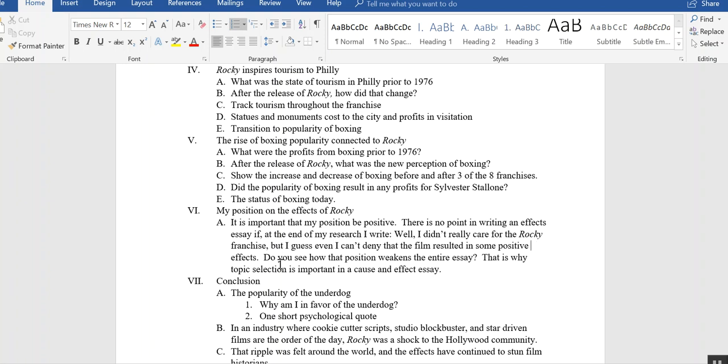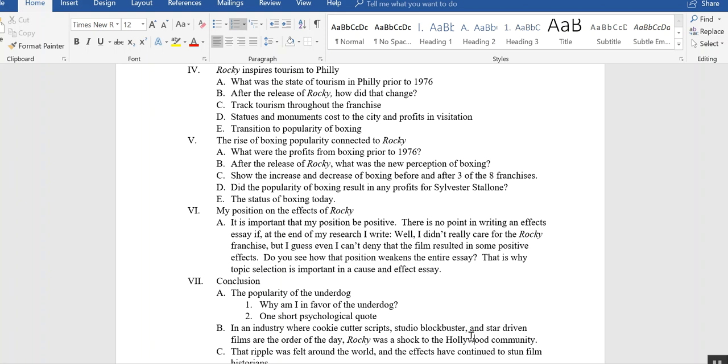Well, I don't really care for the Rocky franchise, but I guess even I can't deny that the film resulted in some positive effects. Do you see how that weakens the entire essay? The whole essay is for the reader. The reader's been along for this ride and has read the statistics and has read the popularity and read everything that you had to say. And if we come up to this part of the essay right here and you go, well, I didn't really like it, I didn't really care for any of that, and I don't have any appreciation for this, that, or the other, it weakens the entire cause and effect process. So I just want to make sure that you know that.